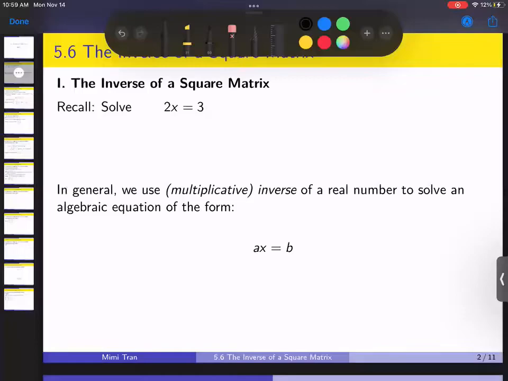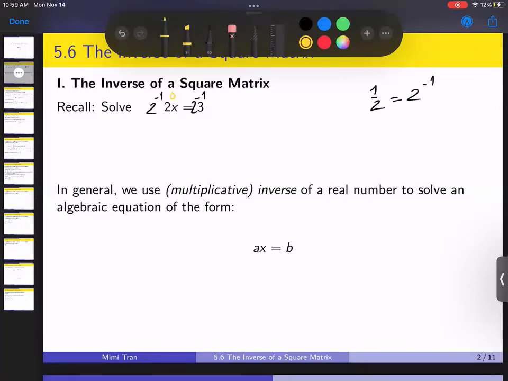So let me start again. So multiply both sides by 1/2, right? Instead of 1/2, I can rewrite 1/2 as 2 to the -1, which is the inverse of 2. I can do that, right? It's the same thing, right? 1/2 is the same thing as 2 to the -1, right? And then 2 to the -1 times 2.